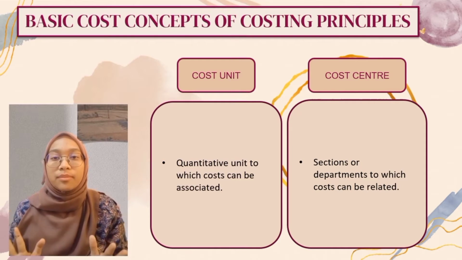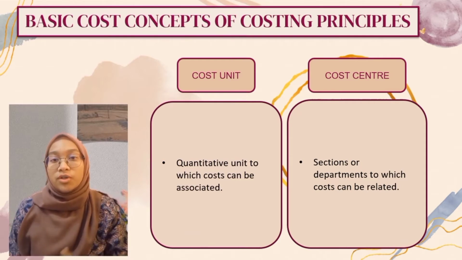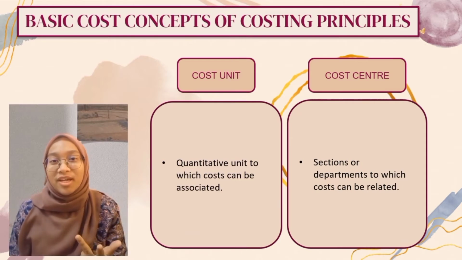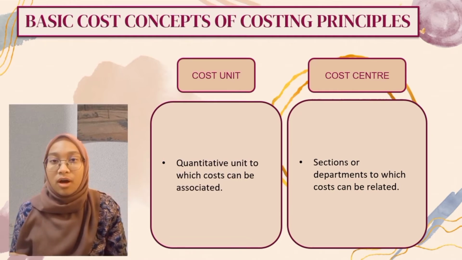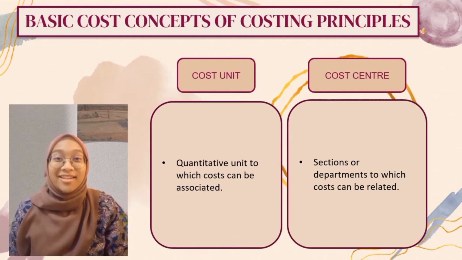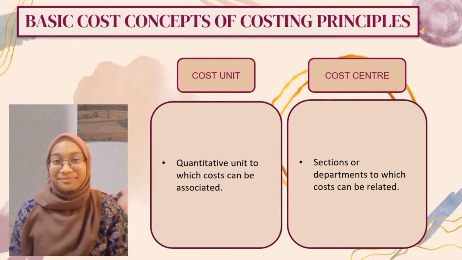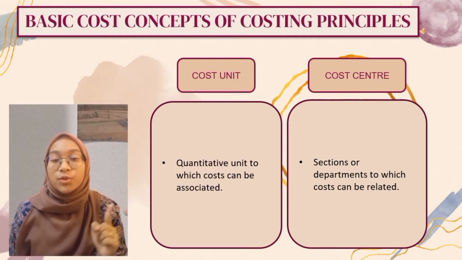Now, I will explain about basic cost concepts of costing principle. There are 8 elements of costing principle, which are cost unit, cost center, cost object, conversion cost, opportunity cost, incremental cost, replacement cost, and lastly, sunk cost. Now, let us go through one by one. The first one is cost unit.